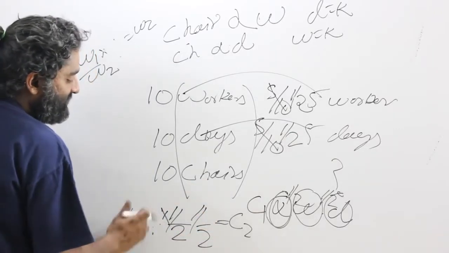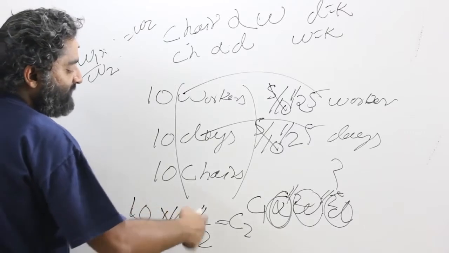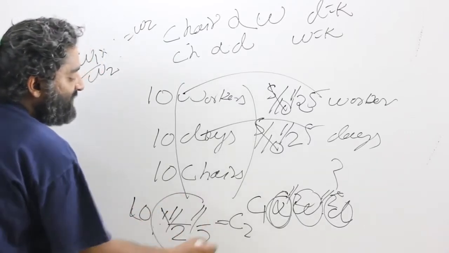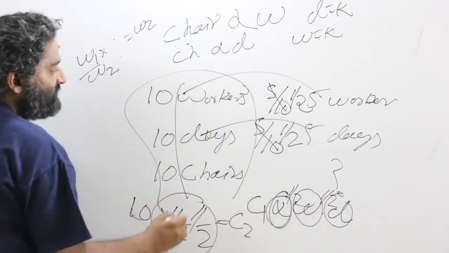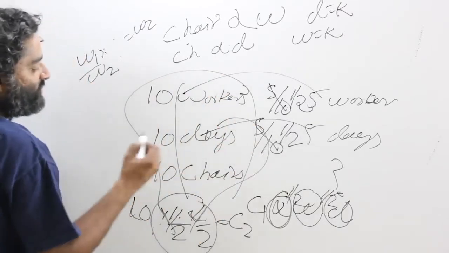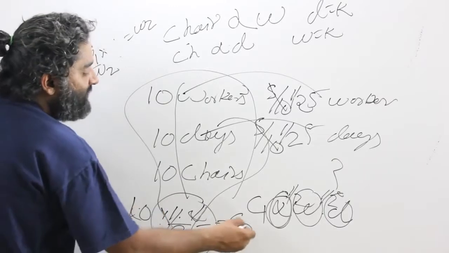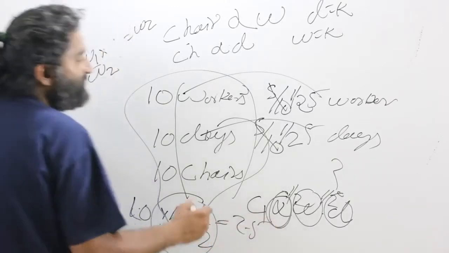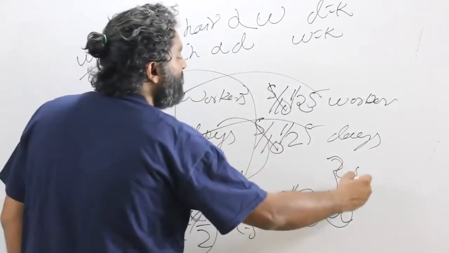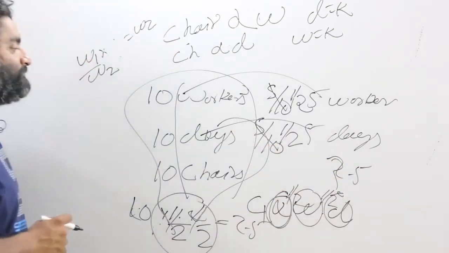So it is basically 10 getting multiplied by 1 by 2 and 1 by 2. I'm keeping this form so that it's visible that this 1 by 2 is happening because of the workers, and this 1 by 2 is happening because of the days. And finally my new chairs, 10 into 1/4, is going to be 2.5 chairs. So 2.5 chairs are going to be made here, okay?